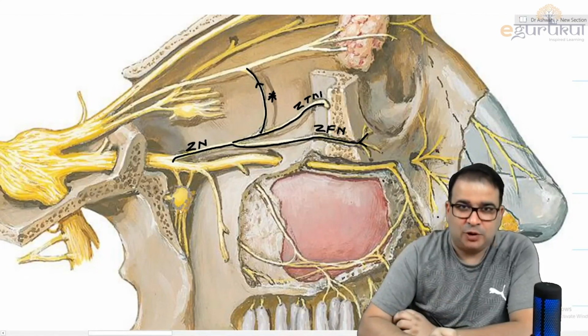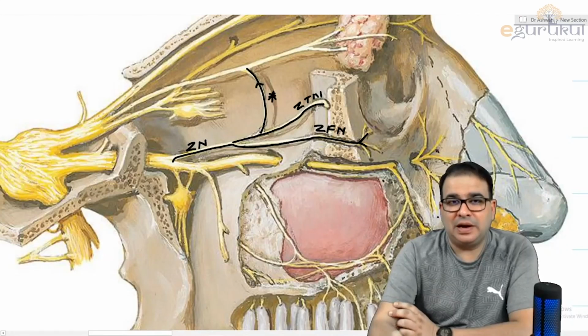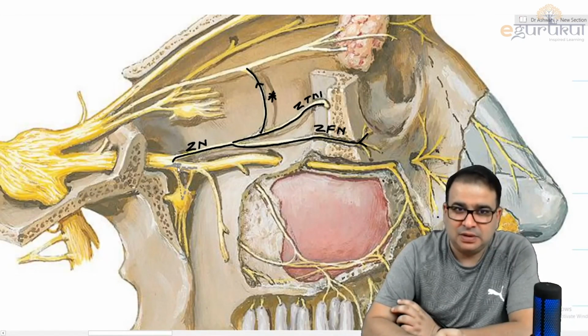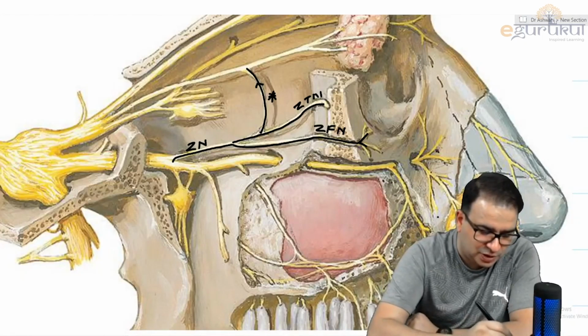There is a pterygopalatal ganglion. Guys, the nerve which is topographically connected to the pterygopalatal ganglion is the maxillary nerve. But the functional nerve will be some other nerve, right? I'll tell you what the functional nerve is. Facial nerve is the functional nerve for this.